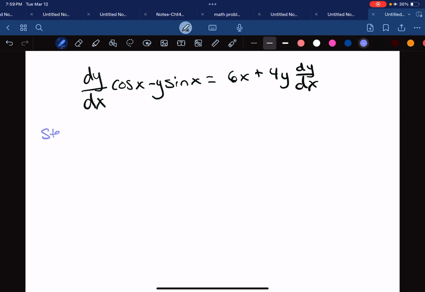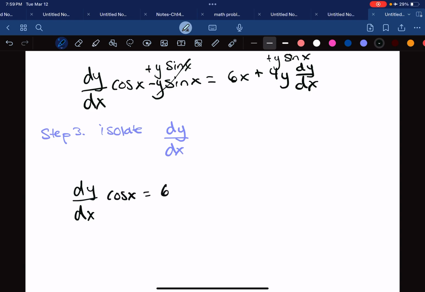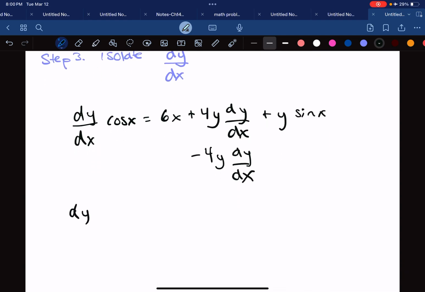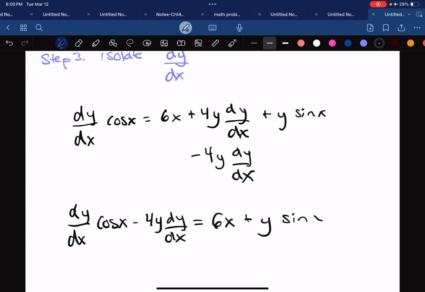So step 3. We can add y sine x to both sides. So we get dy dx cosine x is equal to 6x plus 4y dy dx plus y sine x, and then we're going to subtract 4y dy dx from both sides. So now we get dy dx cosine x minus 4y dy dx is equal to 6x plus y sine x.